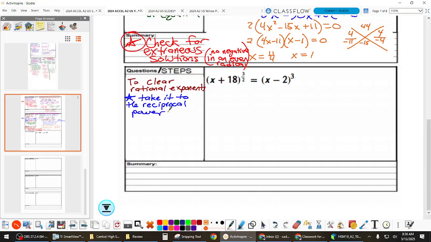All right, so we're just taking this to the reciprocal power. I guess we should say before I write that on, we have to do this to both sides. In other words, just don't forget to do that. You can't just do one side.